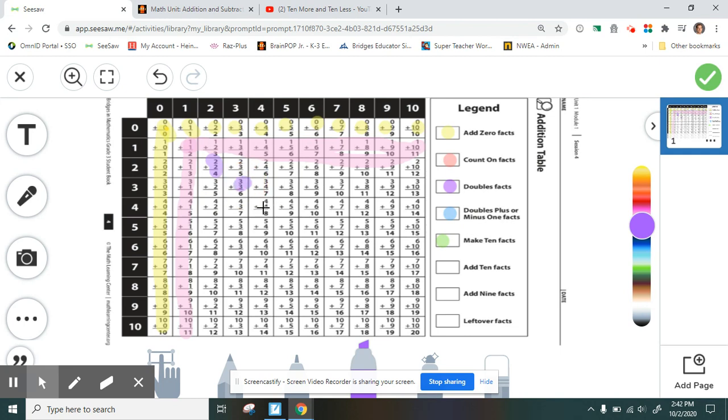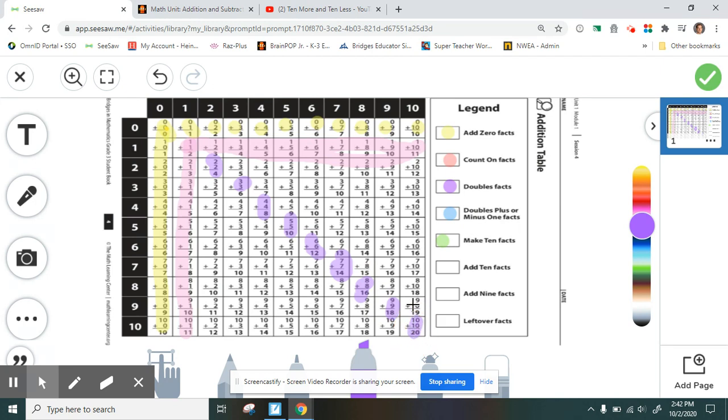3 and 3 are the same number. That's a doubles fact. 4 plus 4 equals 8 is a doubles fact. 5 plus 5 is 10 is a doubles fact. 6 plus 6 is 12 is a doubles fact. 7 plus 7, doubles fact. 8 plus 8, doubles fact. 9 plus 9, doubles fact. 10 plus 10, doubles fact.